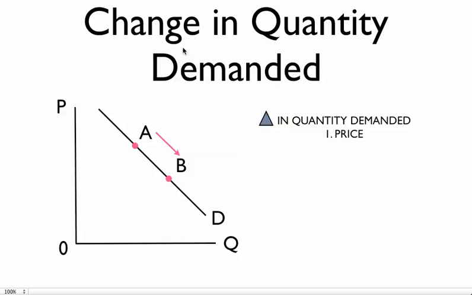So that leads us to a change in quantity demanded. Now remember, this is the symbol for change, so a change in quantity demanded is caused by one thing: price. That's when you have movement on the curve. That's this, not movement of the curve.